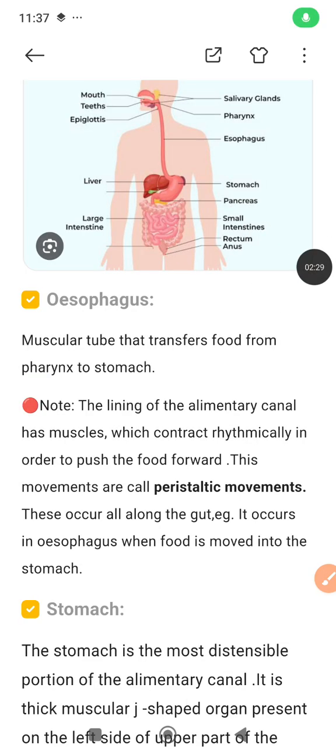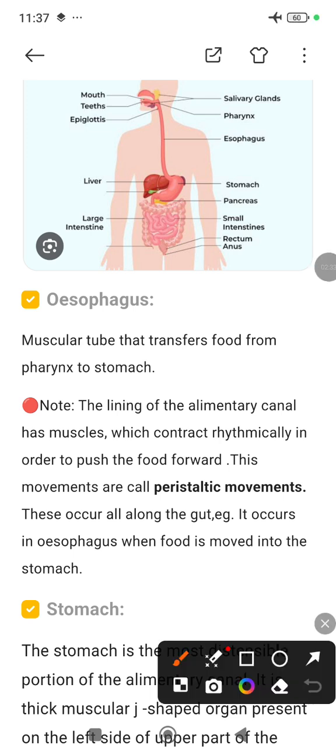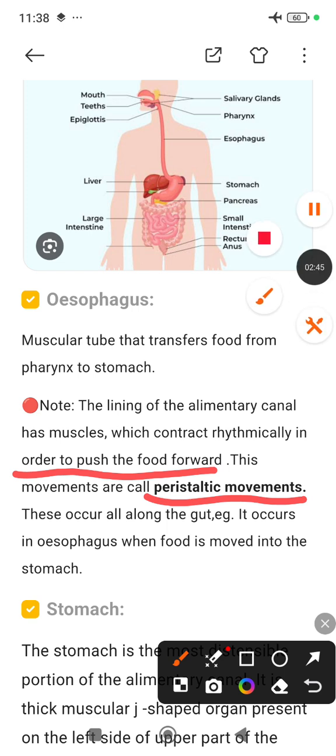The lining of the alimentary canal has muscles which contract rhythmically in order to push the food forward. These are known as peristaltic movements, and they are present throughout the alimentary canal. We can see the peristaltic movement in the esophagus when food is moved into the stomach.